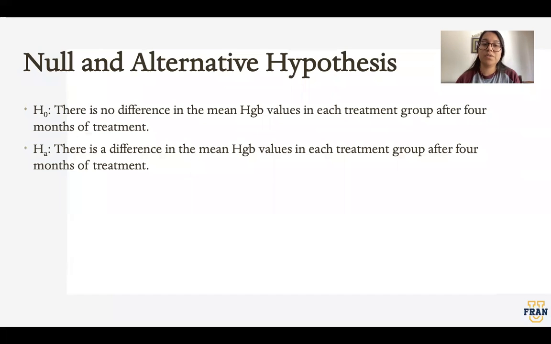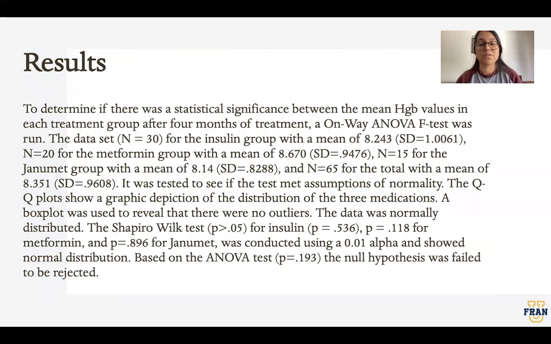So based on the ANOVA test, the p-value of 0.193 showed that the null hypothesis failed to be rejected. And so these hypotheses are, there is no difference in the mean hemoglobin values in each group after the 4 months of treatment, and there is a difference in the mean values of the group. This is just the result section for this question.